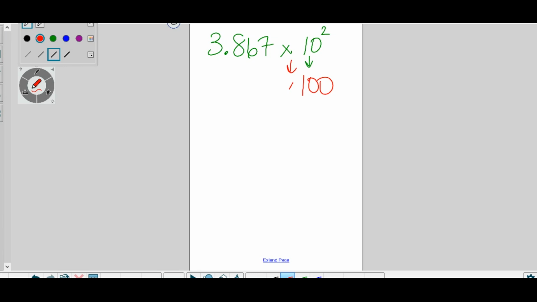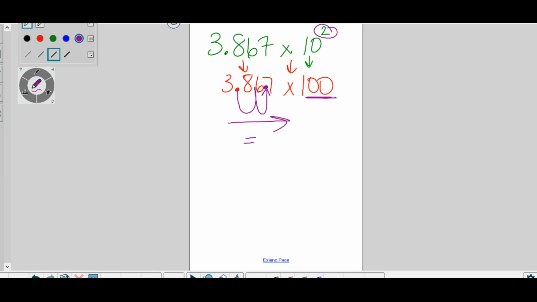We're still multiplying, so bring that down, and then I bring down my decimal number. Okay, so now I get to move this decimal point out of the way. I am going to move it to the right because I'm multiplying. I'm going to move it as many places as I see zeros, which is 2 zeros, so 2 places. Move the decimal 2 places out of the way.